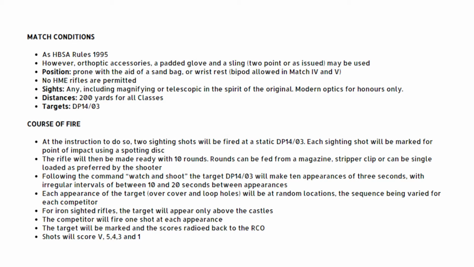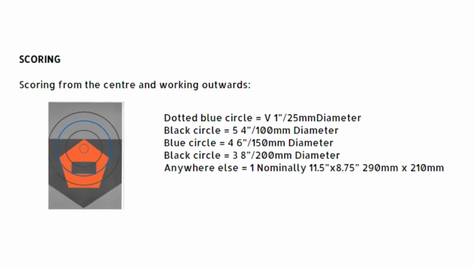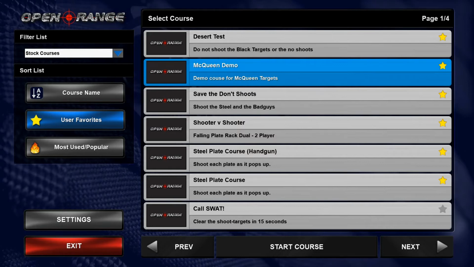And the target itself, I put the target I'm using into the media editor for the targets on Open Range 2, and I've set the scores accordingly. Now the only one I couldn't set was the blue dotted circle, which is a V-ball in the competition rules. There is no option for that in Open Range 2, so I've set that to a score of 10, but the rest is accurate.